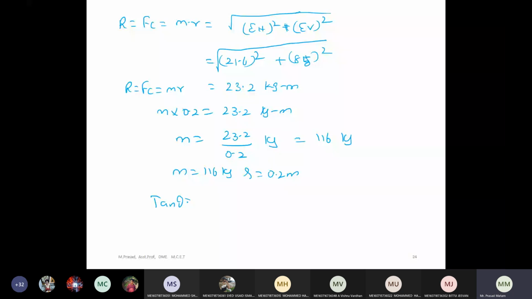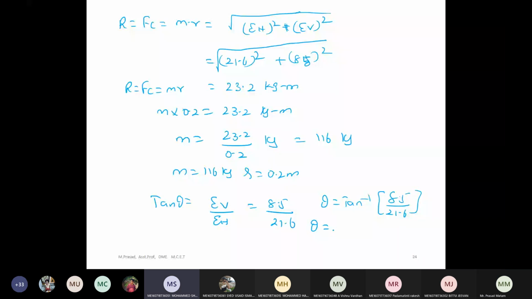Go for tan theta, which is given by sigma V by sigma H. What is sigma V we are having? 8.5, and sigma H is 21.6. From this, theta is equal to tan inverse of 8.5 by 21.6. Can anyone give the theta value? Yes, students. 21.4, sir. Right, 21.4 degrees is the theta value.